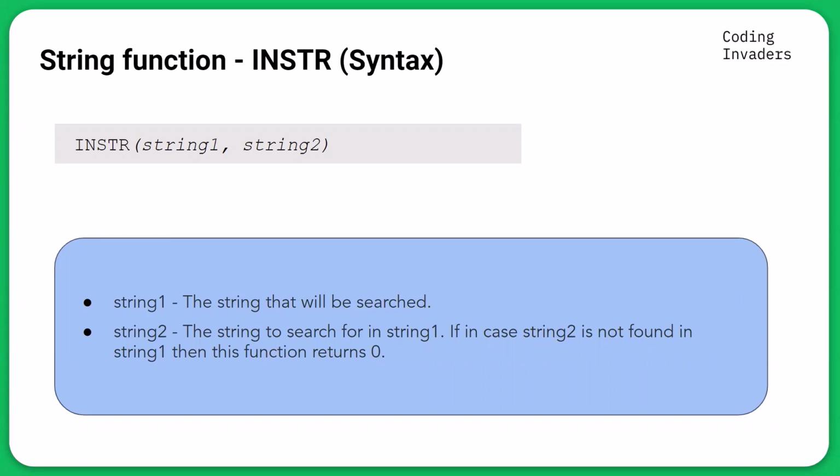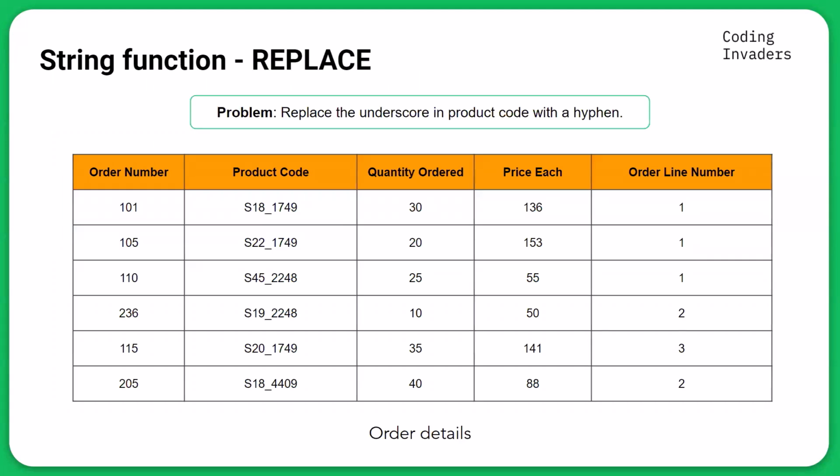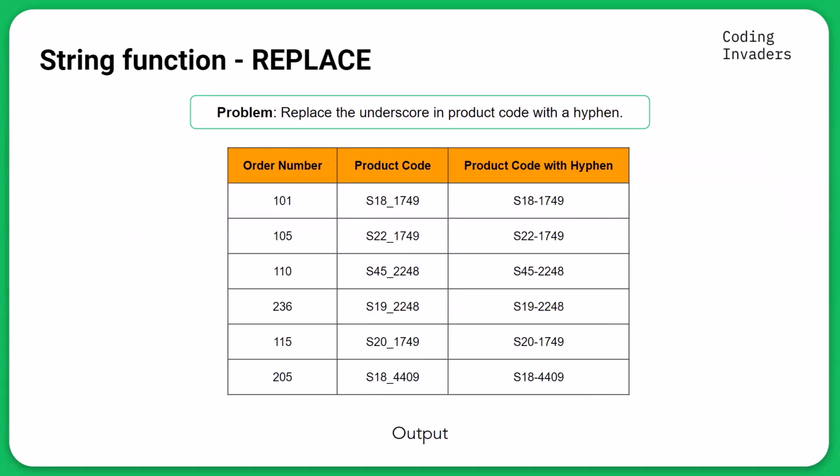Now let us go to the next string function, replace. As the name says, replace will replace all the occurrences of a substring within a string. Let us again take a small example. In the same table order details, in the same column product code, let us replace the underscore with a hyphen. So this will be the output. We are replacing underscore with a hyphen. Can you pause the video and try to write the query for this? Let's go to Metabase and write the query.